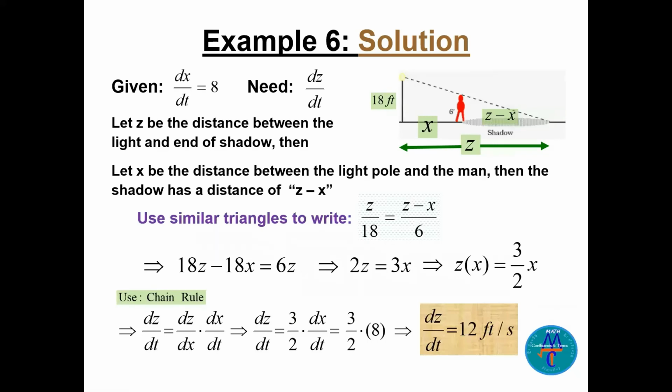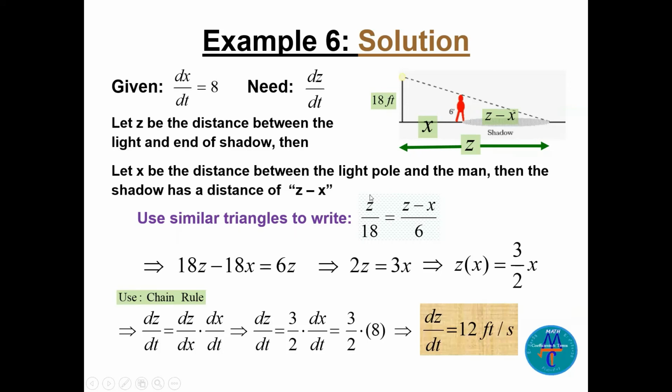Okay. Let's make more in the diagram here. We have the man, we have the pole. Let Z be the distance between the light and the end of the shadow. See, this is the Z here. This is all Z. Let X be the distance between the light pole and the man. So this is X. So now the shadow is what? Z minus X. Okay, this is what we need.